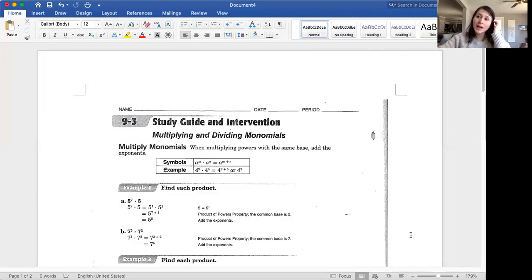Hi guys, this is the video for chapter 9, lesson 3. In this lesson, we're going to be taking a look at multiplying and dividing exponents, okay?